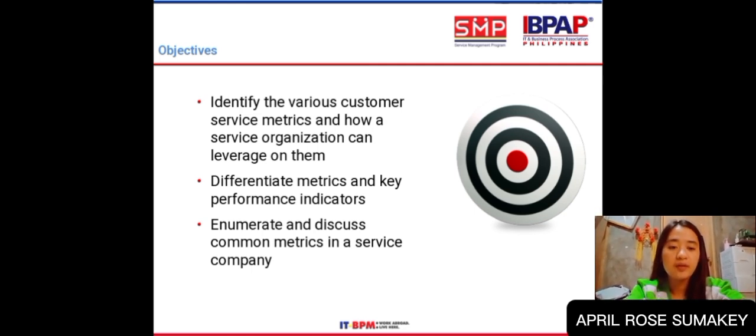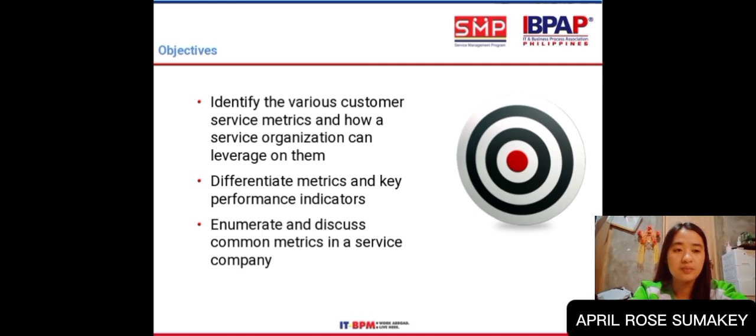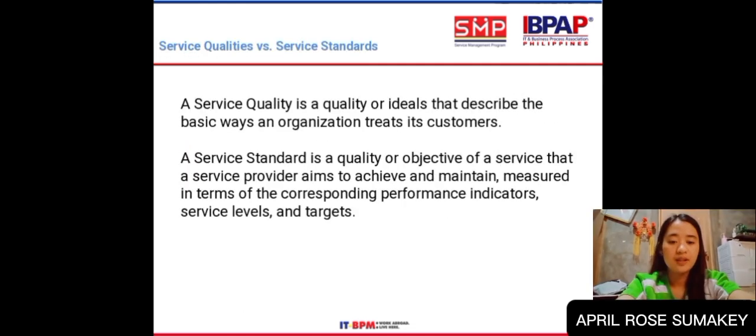Differentiate metrics and key performance indicators. Metrics, general measurements used to track and analyze business performance. Key performance indicators, specific strategic metrics tied to organizational goals and success. Service qualities versus service standards.